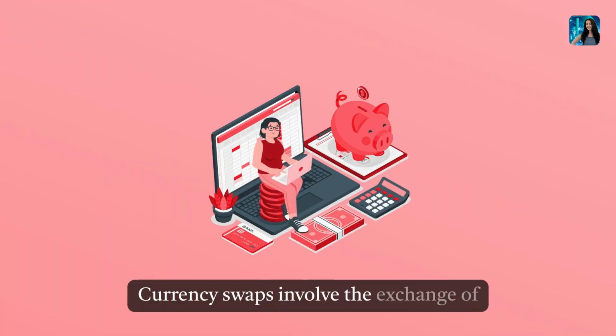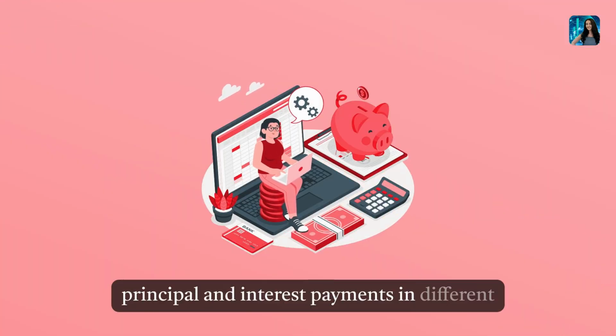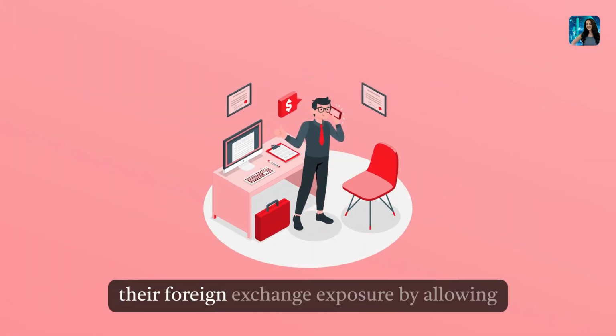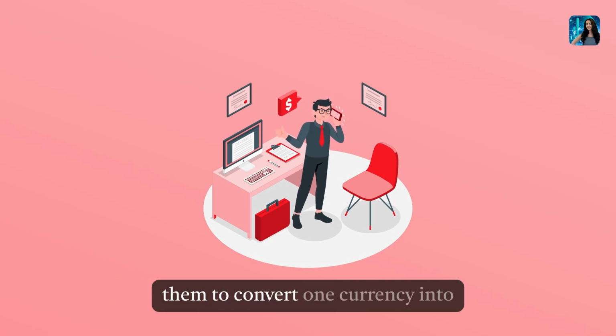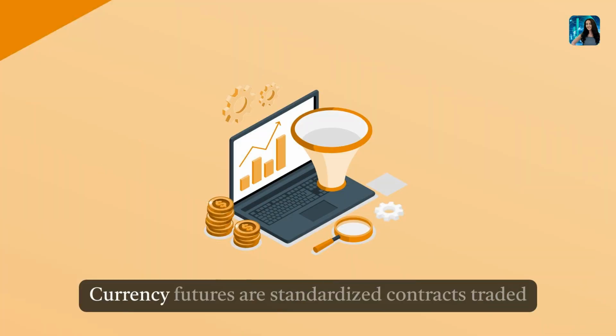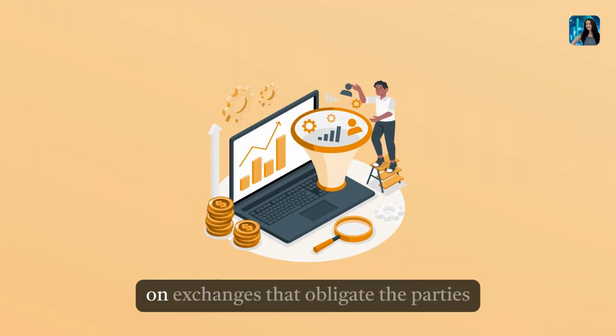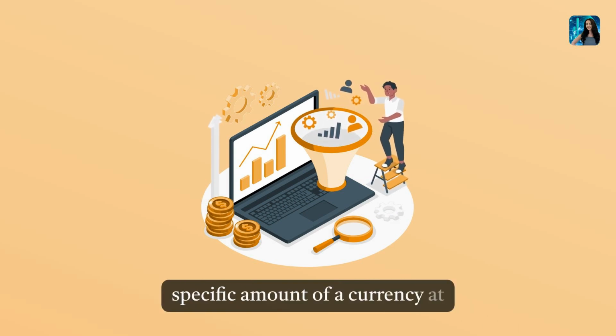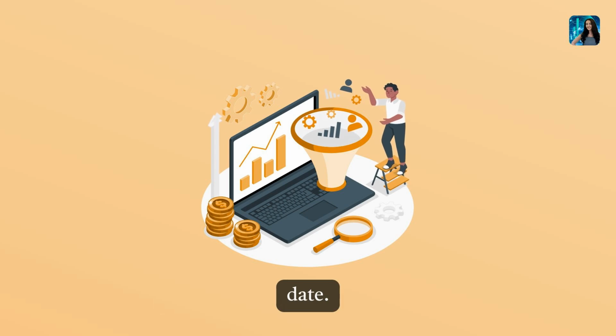Currency swaps. Currency swaps involve the exchange of principal and interest payments in different currencies. This financial instrument helps businesses manage their foreign exchange exposure by allowing them to convert one currency into another at an agreed-upon exchange rate. Currency futures. Currency futures are standardized contracts traded on exchanges that obligate the parties involved to buy or sell a specific amount of a currency at a predetermined price at a future date.